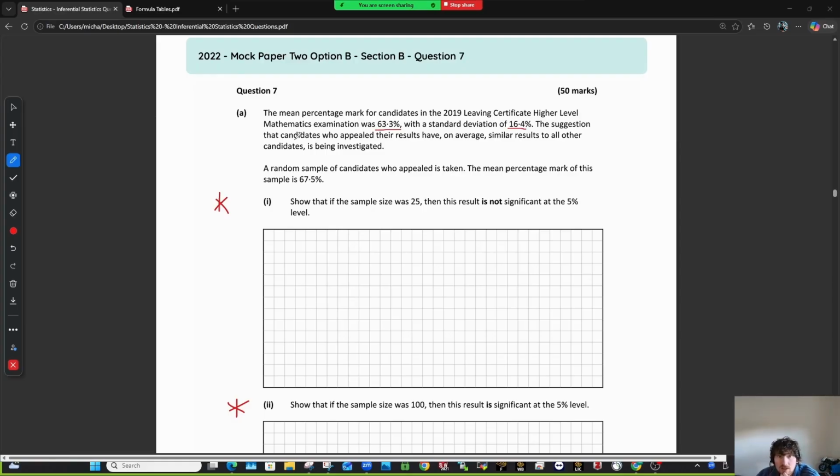The suggestion that candidates who appeal their results have on average similar results to all others is being investigated. So they're checking if people appeal, does their mean mark change. We then took a sample, so we're comparing sample means here, so we're probably going to be using this formula here, unless we read something very unusual in the next line or two, which I don't think so.